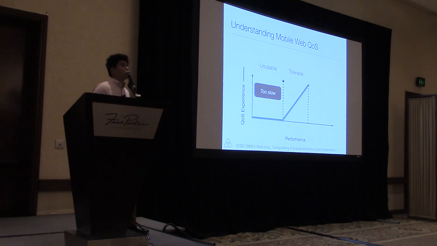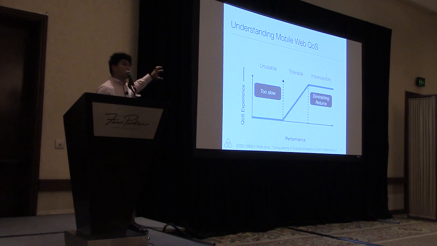As performance keeps increasing, the application becomes usable, and then users could get some utility out of it. And that's what we call the tolerable region. As performance keeps increasing, we get into this diminishing return area where further improving performance does not lead to any perceptible QoS improvement. And that's what we call the imperceptible region.